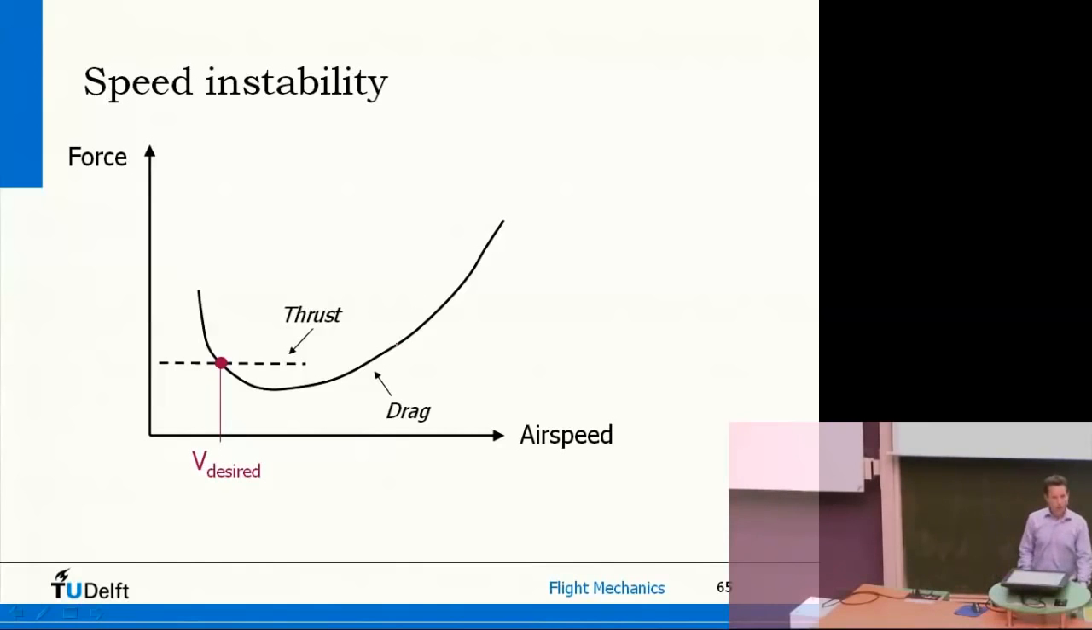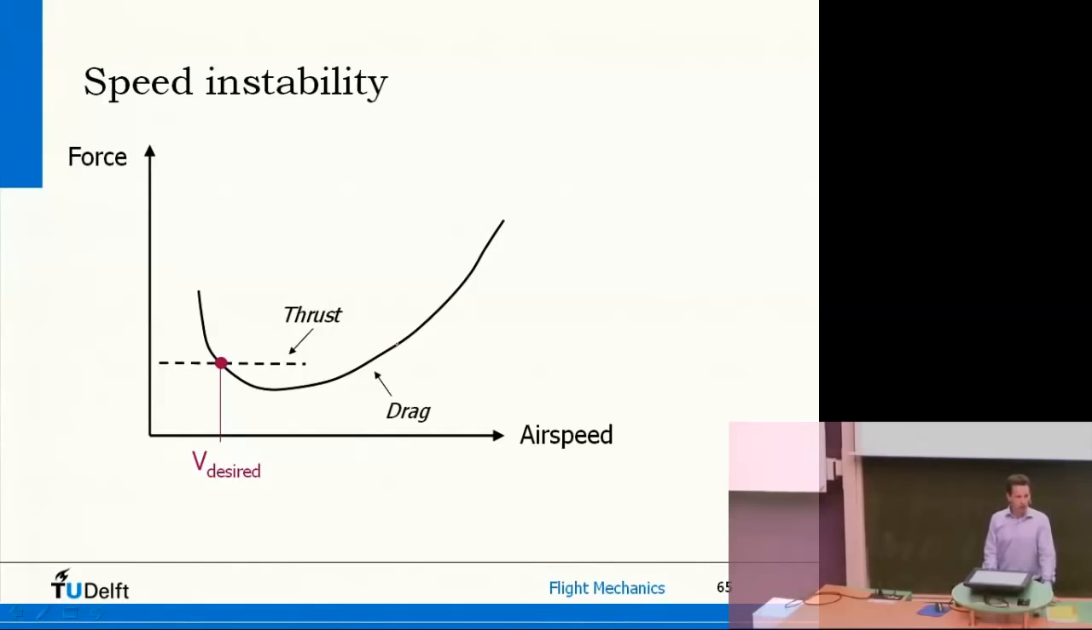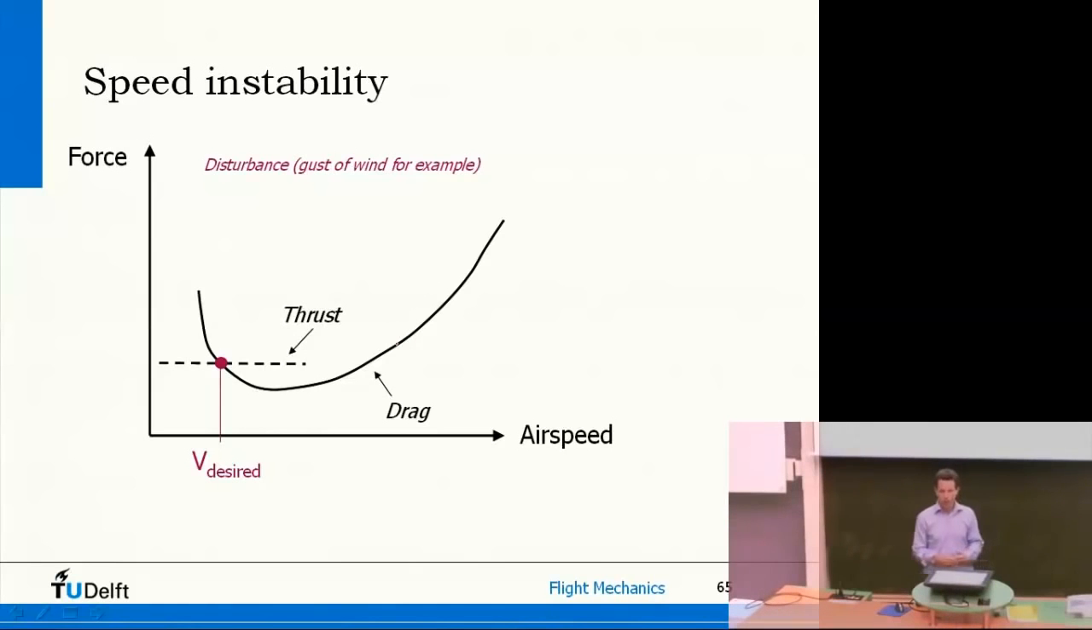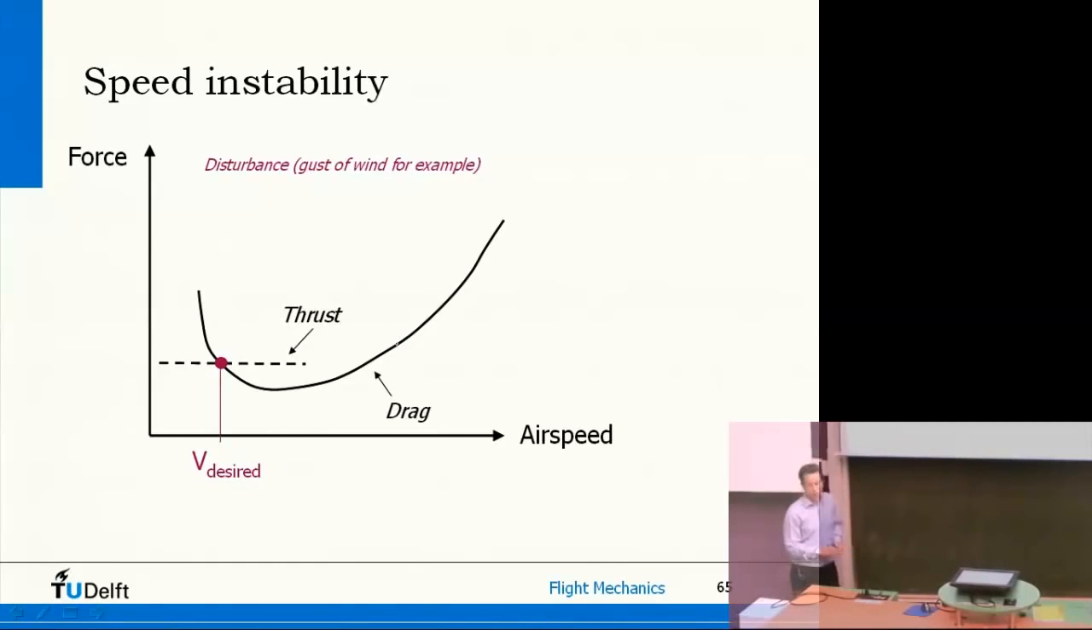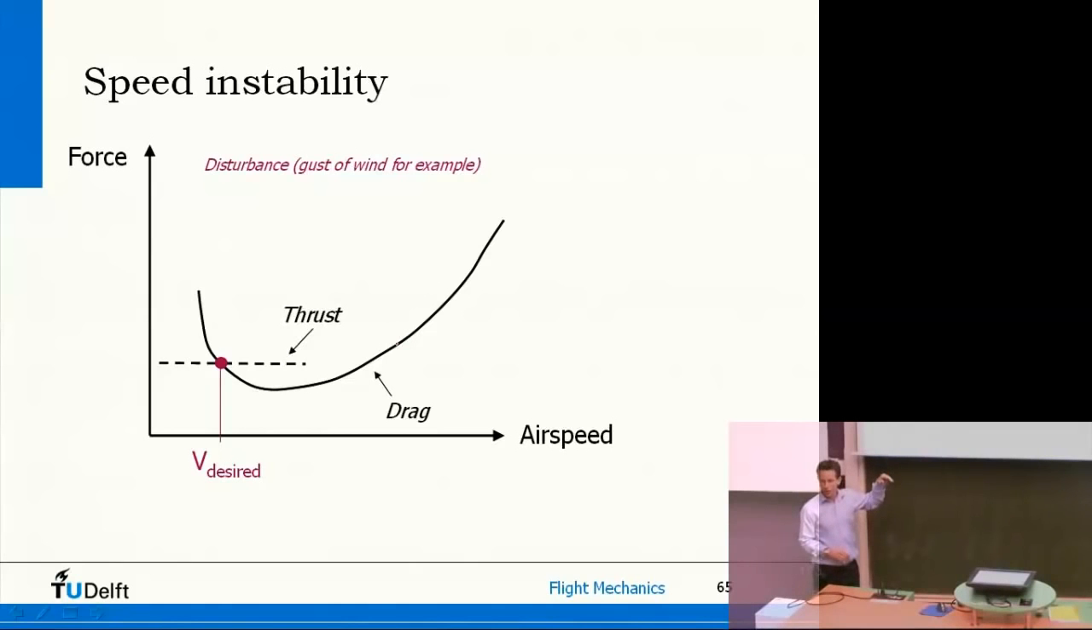Now of course, there will always be things called disturbances. With a disturbance I mean maybe there's a little bit of turbulence, a little bit of wind. And let's assume that this disturbance somehow makes the aircraft decelerate slightly. Now if you decelerate, then you go to the left in the diagram, which means that aerodynamic drag has suddenly increased a bit.